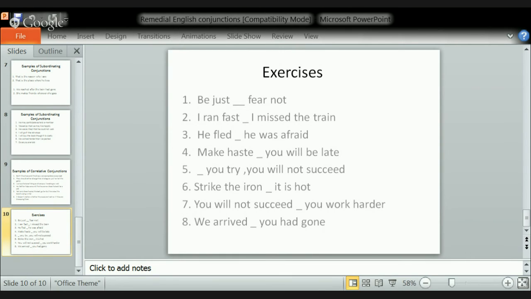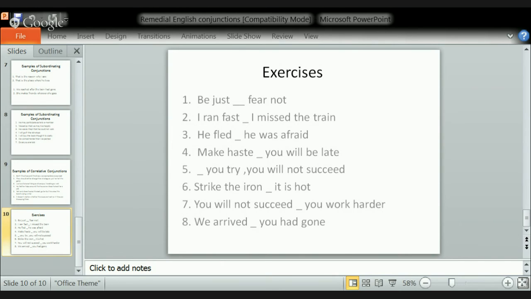Next statement is, I ran fast dash I missed the train. It's so sad, you ran fast dash you missed the train. I've already given the hint on this. Yes, you did run fast, but the point is you missed the train. So the point here is but, which is that you are having a contrasting statement or an opposition, because you missed the train on top of running fast.